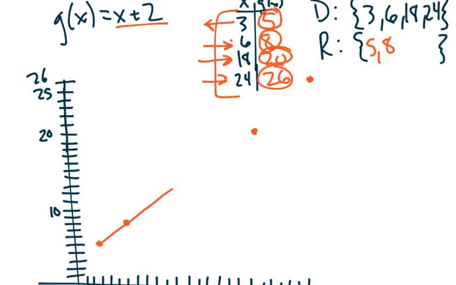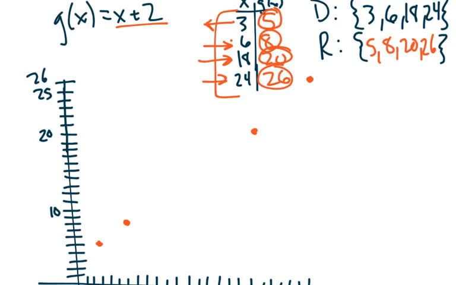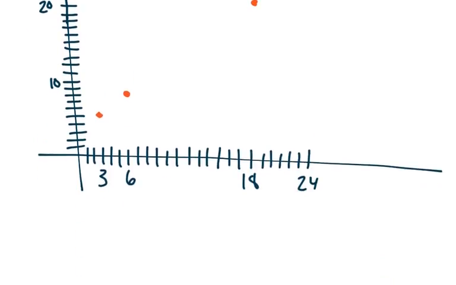So if we really wanted to, we could try to draw the graph. I don't know if it'd work that well to do that. There's our range. But that's the idea. It tells us how many employees based off the months. So all those were part of the answer for number 7.